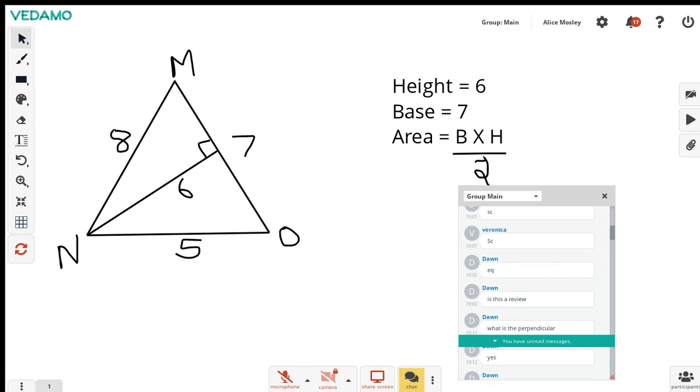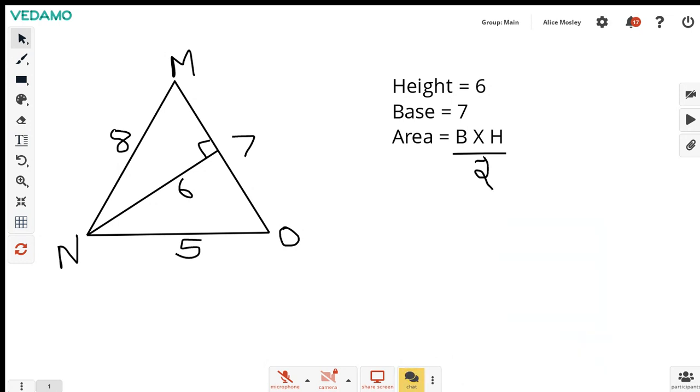Miss Dawn, I'm looking for the area. Can you tell me what is the area? Miss Dawn said 24. I'm not sure how you did it. The base was 7, the height was 6. 7 multiplied by 6 is 42. And when you divide 42 by 2, you get 21. Base was 7 as you all found. Height was 6 as you all found. 7 multiplied by 6 is 42. 42 divided by 2 is 21. The answer is 21.